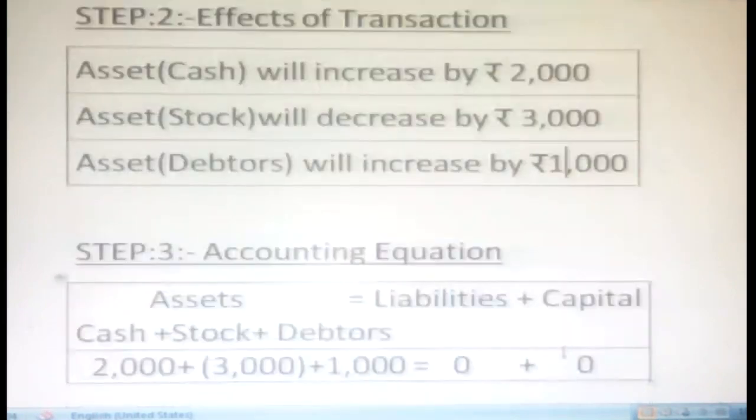What is the equation here? See, accounting equation, third one. Only on the asset side do you have to give the effect. Cash will increase, we got cash 2,000. Stock will decrease, that's why within the bracket we mention 3,000. Then debtors 1,000 because of credit sale. So 2,000 plus 1,000 minus 3,000 definitely becomes 0. Here there are no liabilities and no capital. That's why the accounting equation holds, both sides equal. That's the first transaction.